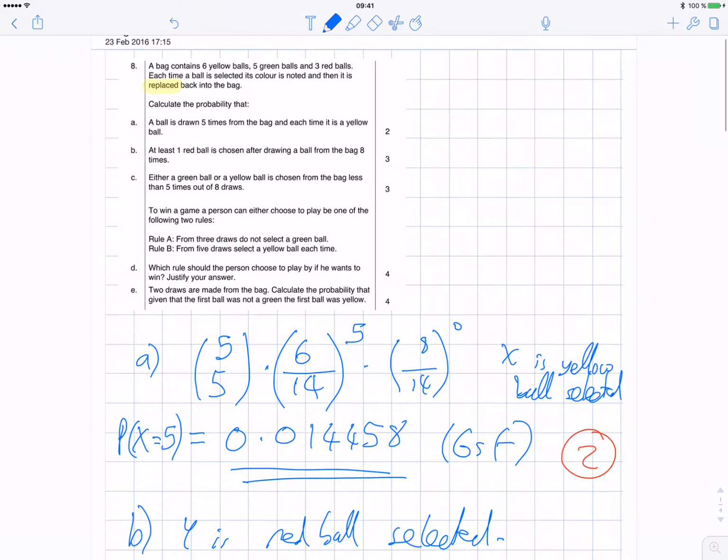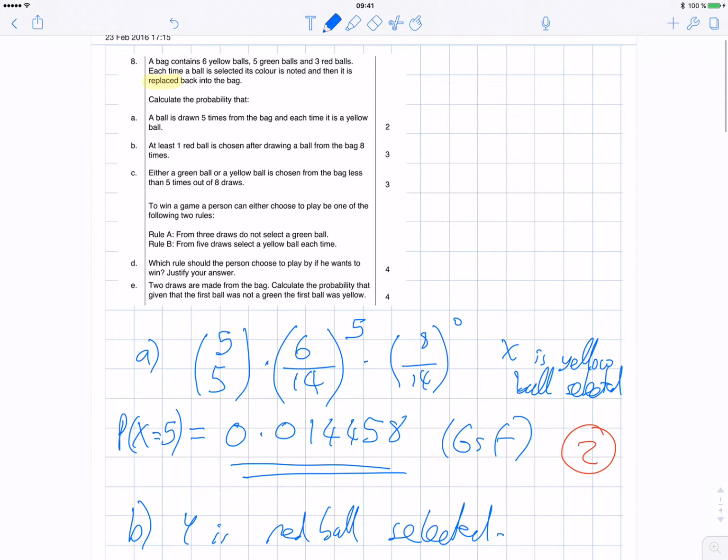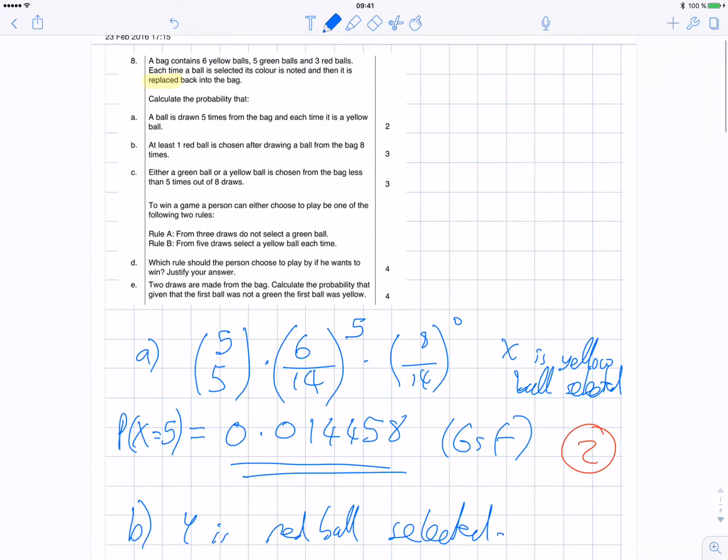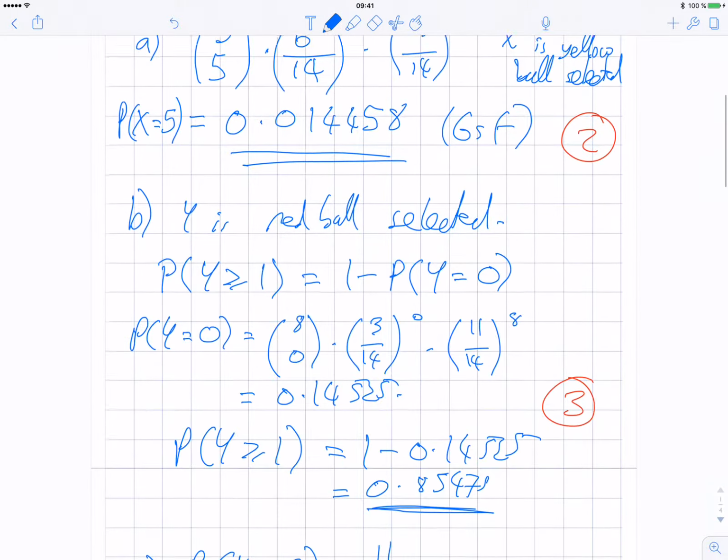2 draws are made from the bag. Calculate the probability that given that the first ball was not green, the second was yellow. Oh yeah, I remember I changed that to say second. So 2 draws are made from the bag. Calculate the probability that given the first ball was not a green, the second was a yellow.